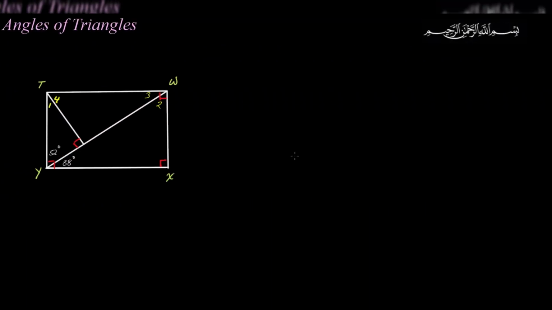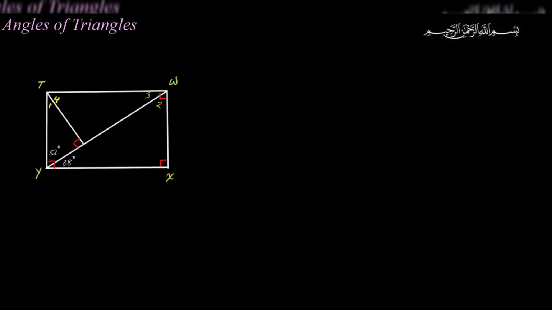Okay, so let's finish off with this last example that your text gives. Here it looks like we're given a rectangle, TWXY. That's cool. And then we're given a couple of angles and a whole bunch of right angles, which are right over here. And we're supposed to find the measure of angles 1, 2, 3, and 4. All right, we can do it.